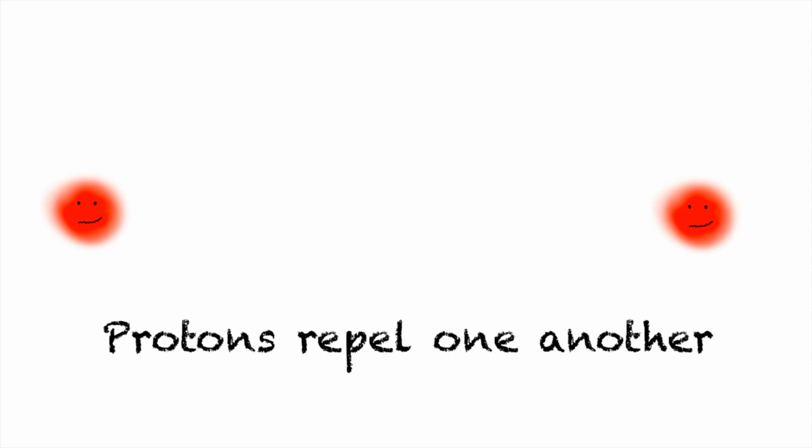Now, if we could put two protons next to one another, they would do something very strange indeed. They would experience a force that would cause them to move away from one another. We say that two protons will repel one another. If we were to perform the same experiment on electrons, we would find that electrons too repel one another.